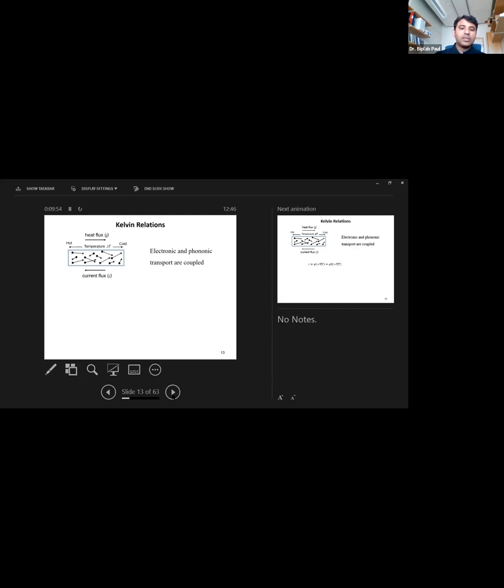Now I am coming to the Kelvin relations. Any thermoelectric operation involves both heat flux and current flux, that is, electronic and phononic transfer are coupled. So heat flux and current flux can be represented as a function of electric potential and temperature gradient. Same with the heat flux by this equation. And finally, heat flux and current flux are related through this matrix equation.